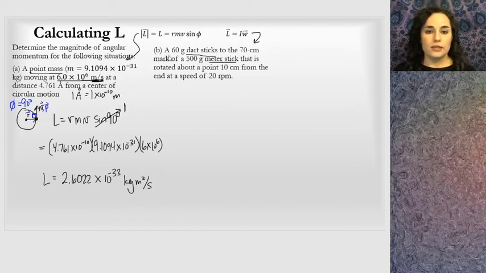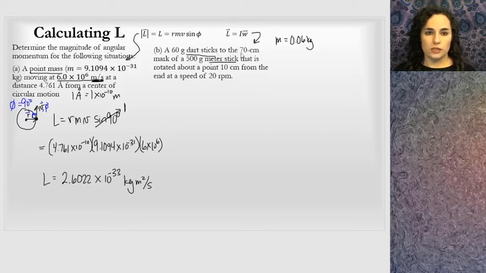Part B is a dart sticks into the 70 centimeter mark of a 500 gram meter stick that is rotating about a point 10 centimeters from the end at a speed of 20 RPMs. Okay, there's a lot of information here, so let's write some stuff out. Seems like we have a small m, which is the dart. I'm going to convert that to kilograms right away. There's the mass of the dart.